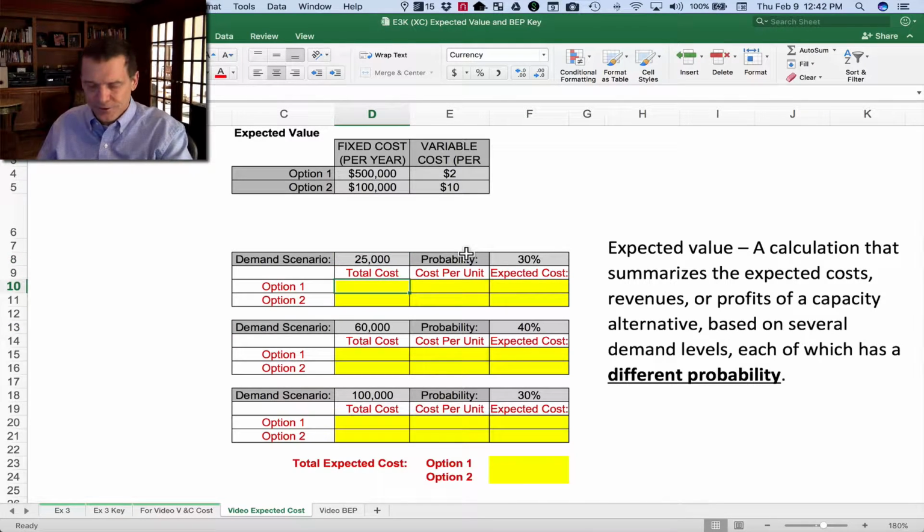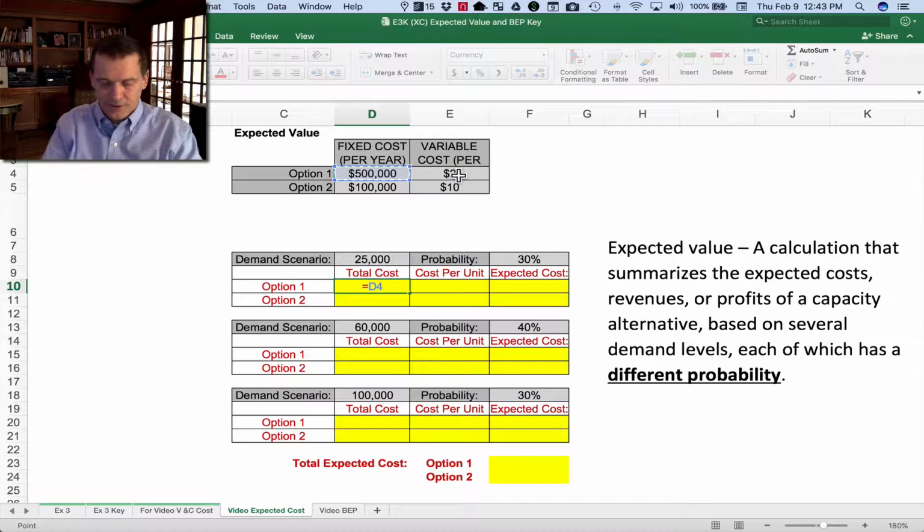All right, let's do the calculations. So for those learning Excel, this cell, option 1, total cost. Now remember, total cost is the fixed cost plus the variable cost times the quantity. And we're going to drop that into every one of these fields for the scenario we're looking at. So this would be equals the fixed cost of $500,000, and I just click that with my mouse, put the plus sign in, the variable cost times, which is the star key, the volume.